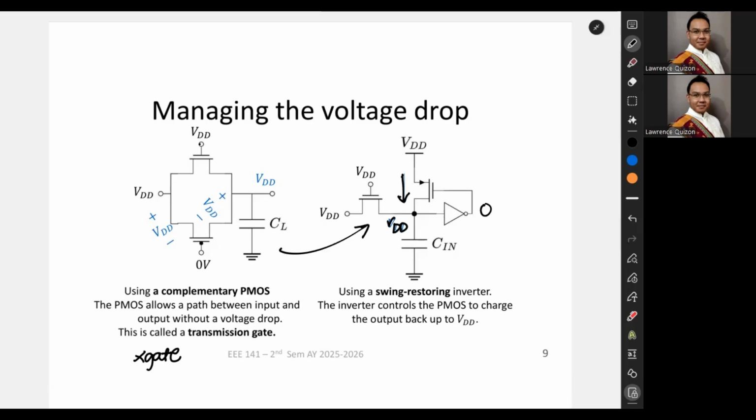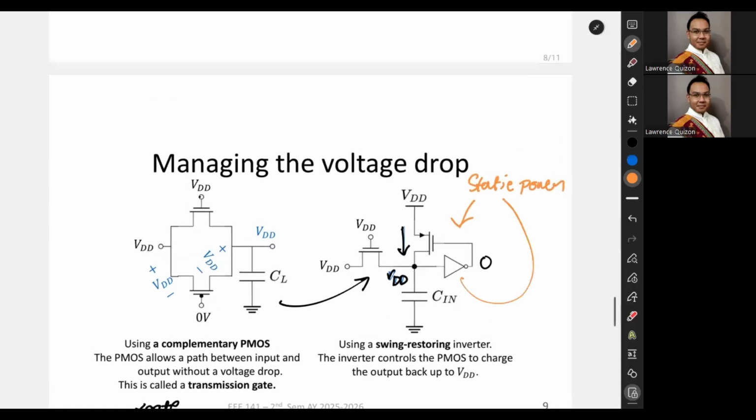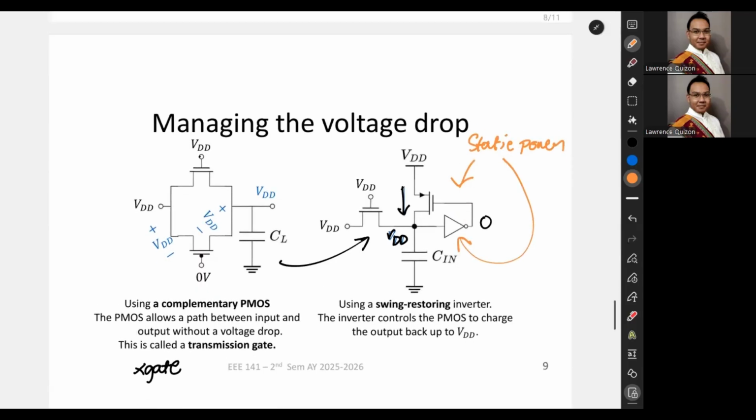Now, what is the downside of this? This consumes static power now. What consumes static power? The inverter. So the inverter is a CMOS device.